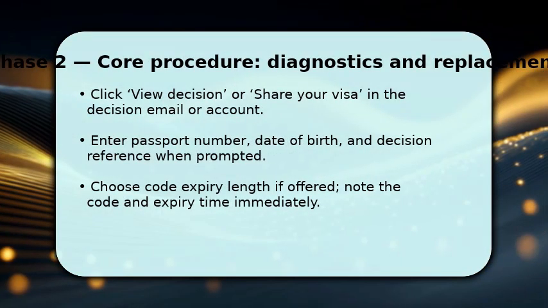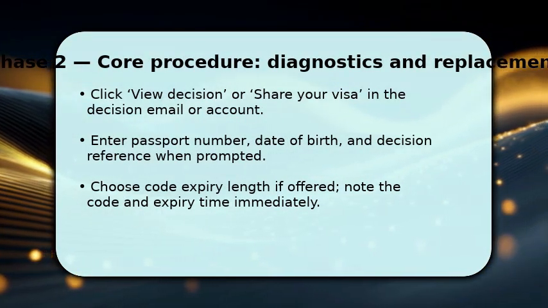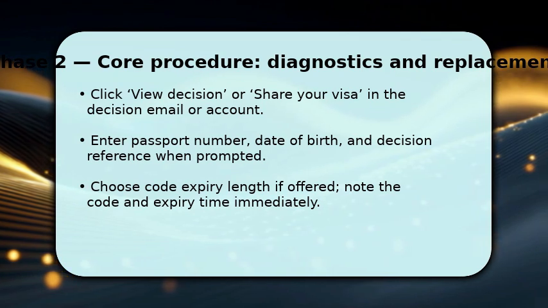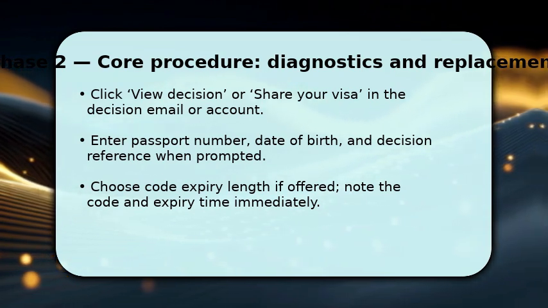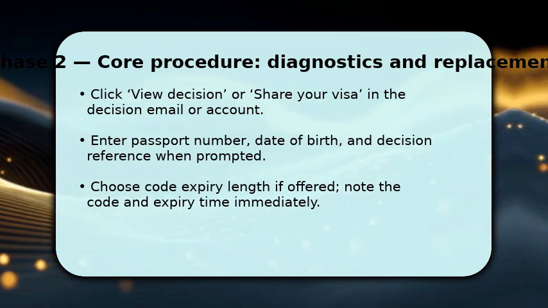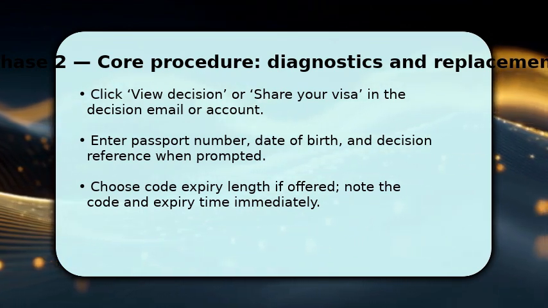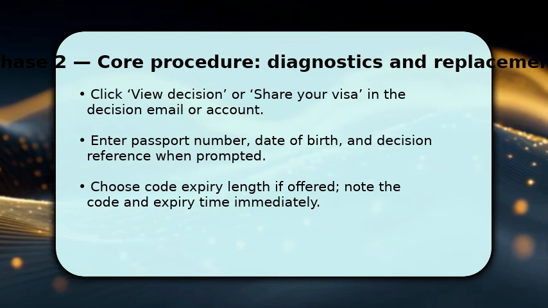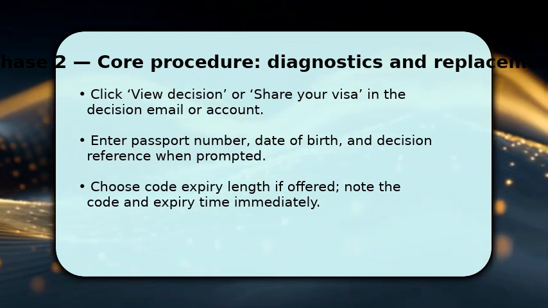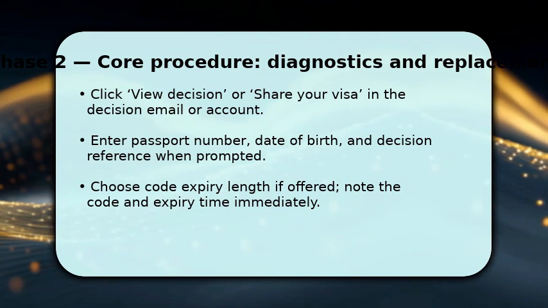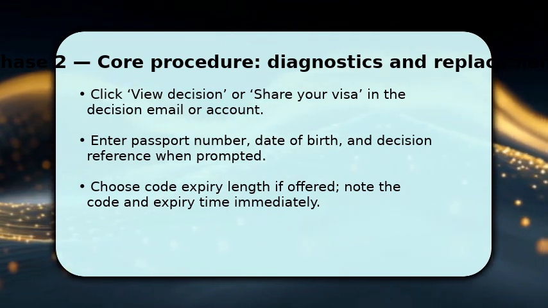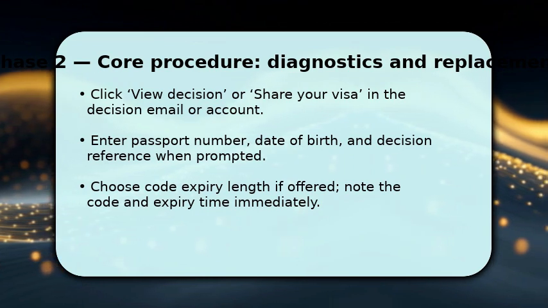Now you generate the share code. From the decision email or account dashboard, tap Share Your Visa or View Decision, then follow prompts. You'll enter passport number, date of birth, and the decision reference. These must match exactly to avoid rejection. After validation, choose any offered expiry window. Some codes last 30 days, then request the code. When it appears, copy it and record the expiry time.